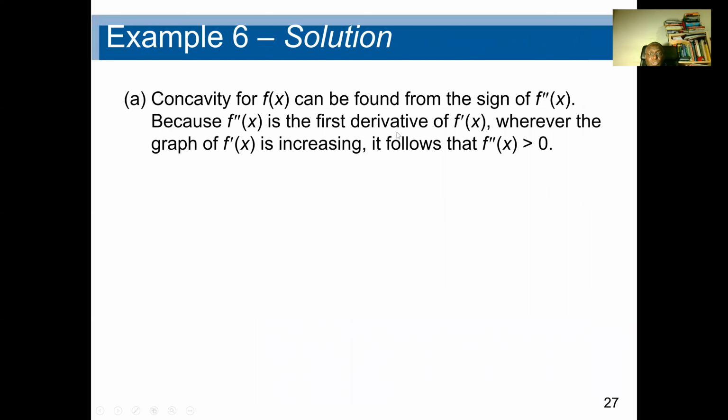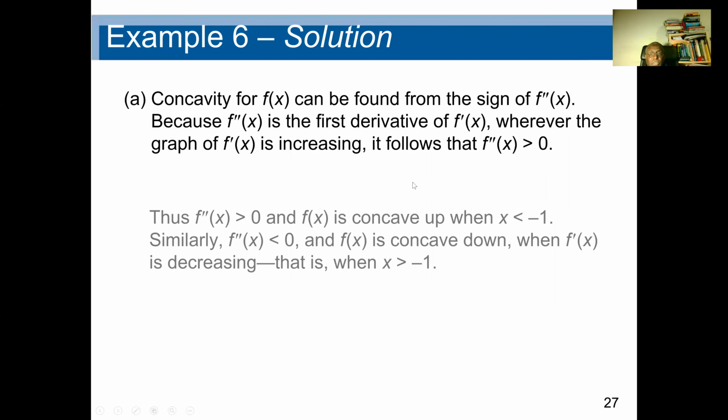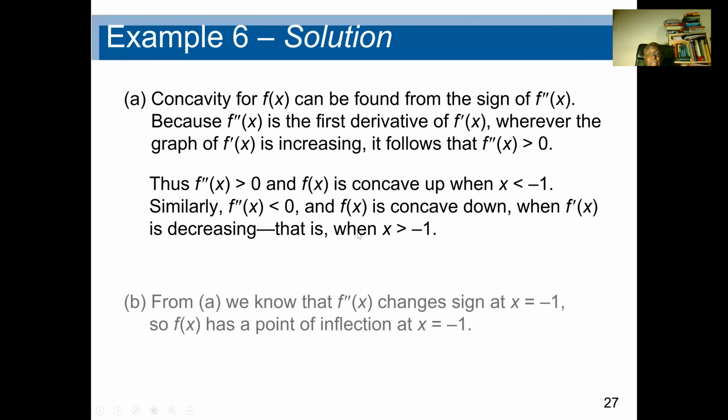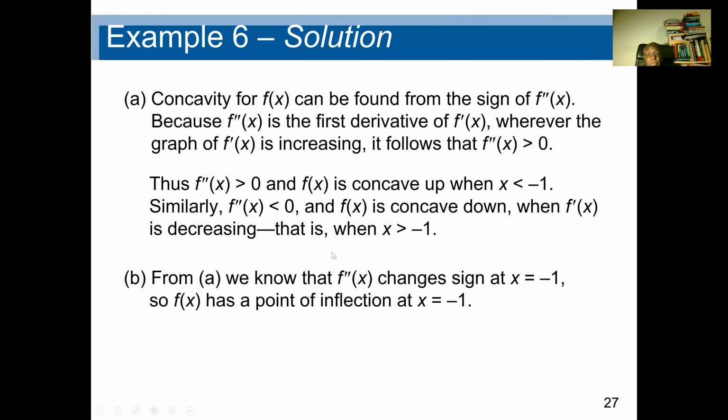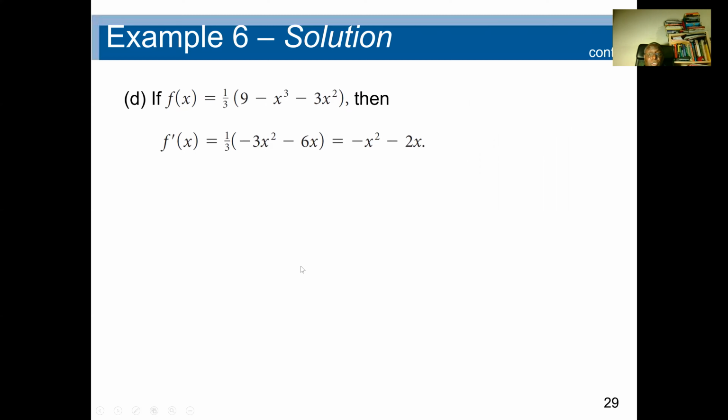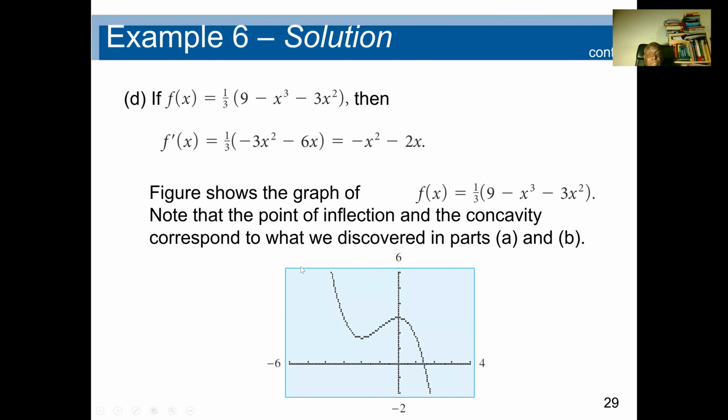So let's go through. We're going to find the first derivative. Again, these are the conditions. If the second derivative f at x is greater than 0, then we say concave up. If it's less than 0, concave down. So we draw the graph using a calculator or software.